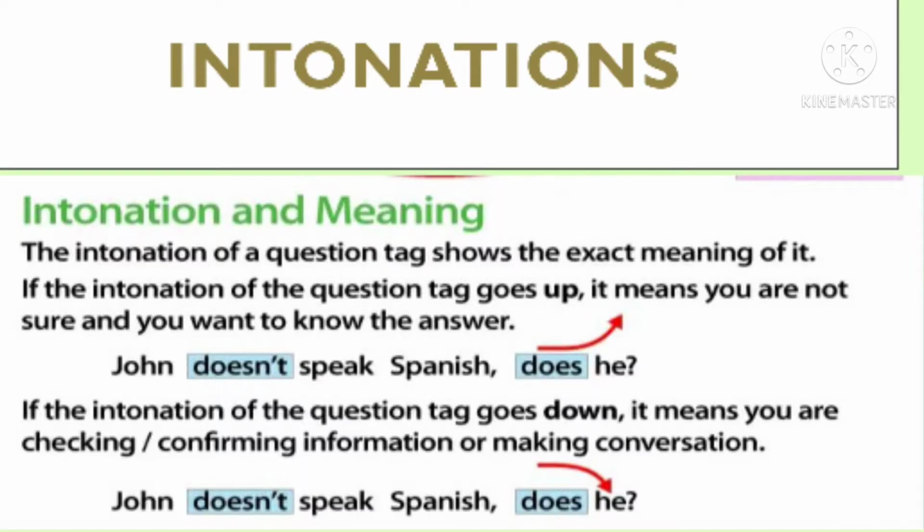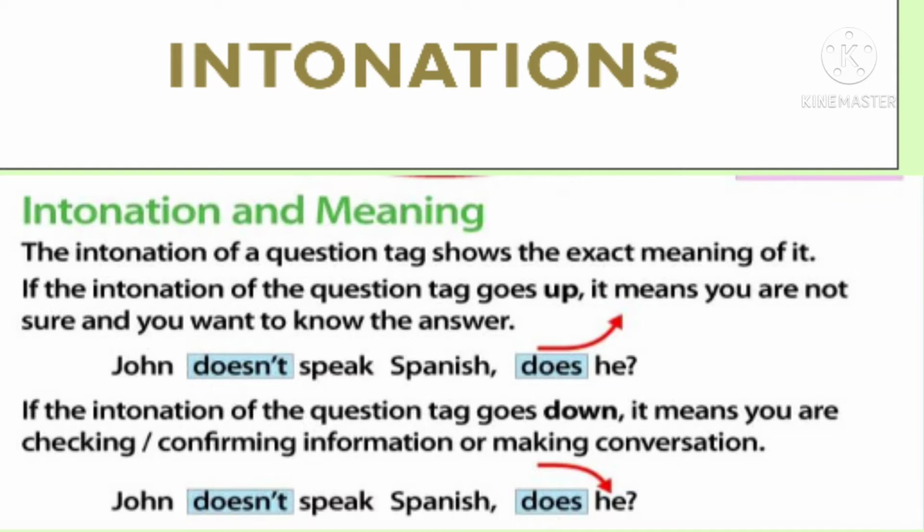Now let us discuss intonations in question tags. The intonation of the question tag shows its exact meaning. If the intonation goes up, then we are not sure about it and we want to know the answer. At that time we use upward intonation. See here: John doesn't speak Spanish, does he? Here near "does" I have used upward intonation.